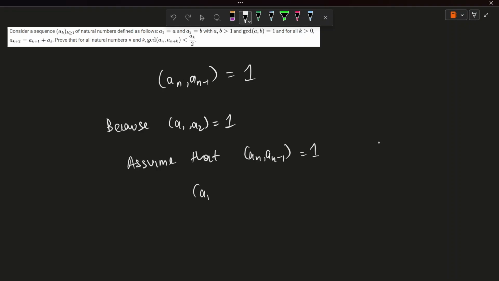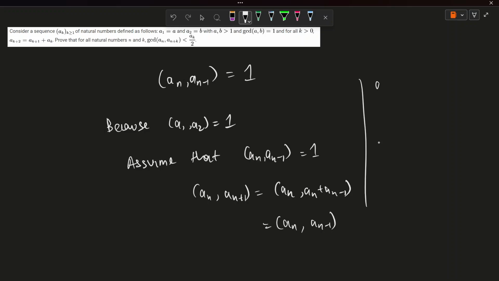So GCD of a_n, a_{n+1} is equal to, we can write a_{n+1} as a_n plus a_{n-1}. And notice, by Euclid's division lemma, this is also equal to GCD of a_n, a_{n-1}. How did we do this? This is a claim that GCD of a, b is equal to GCD of a, a minus b.